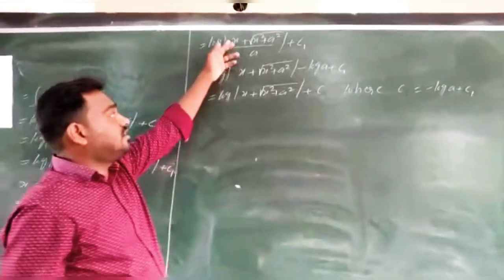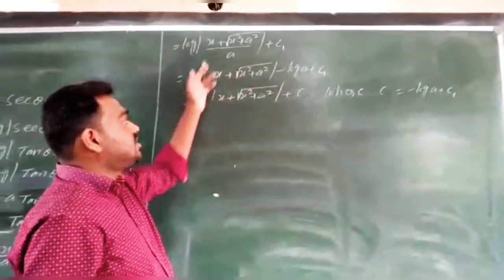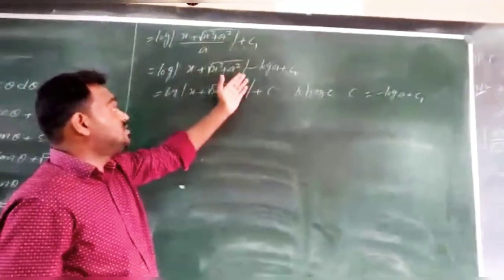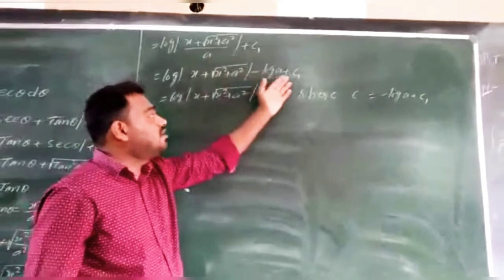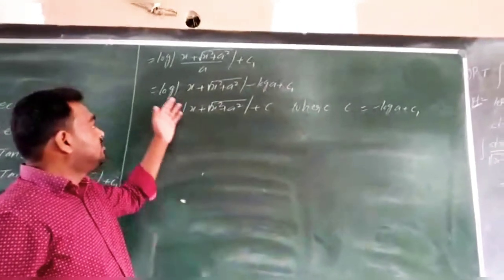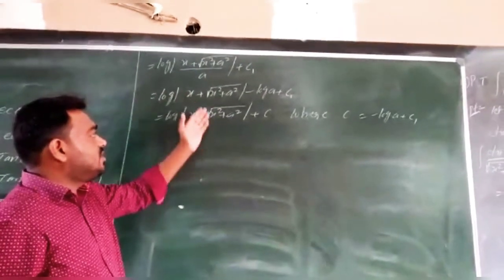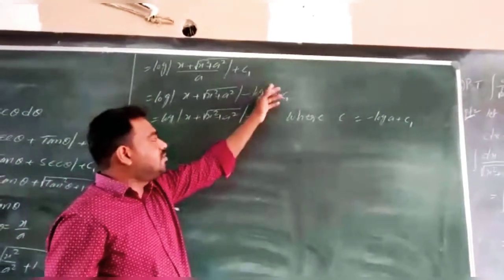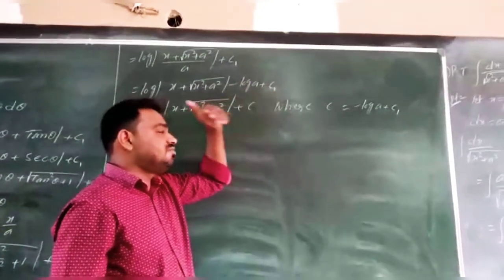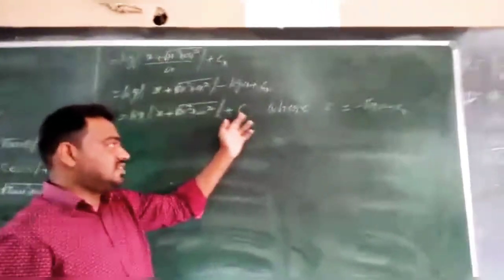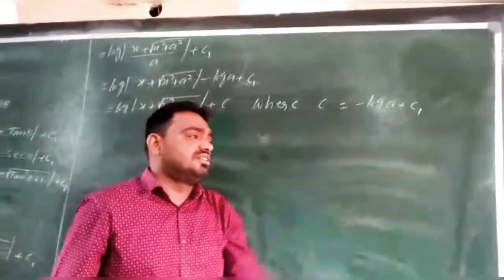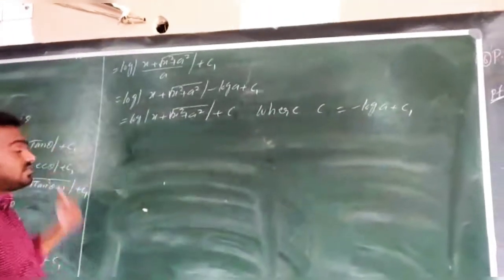This is in the form of log a by b, so using the formula log a minus log b, that is log of x plus under root of x square plus a square, minus log a, plus c1. Next, that is log of x plus under root of x square plus a square, plus this minus log a plus c1, which I am assuming as c. So c is minus log a plus c1. This is the proof of the sixth one.